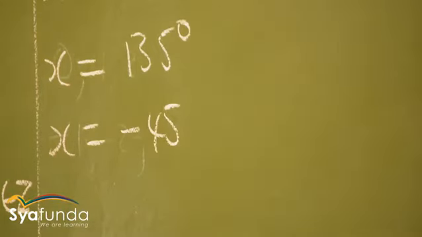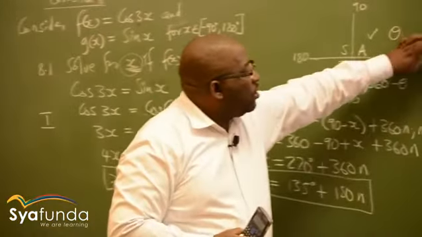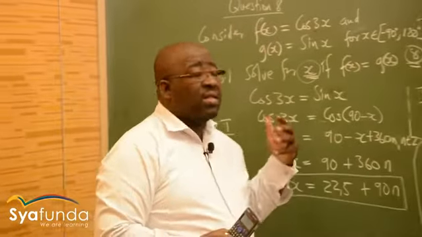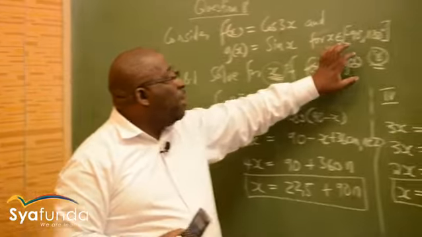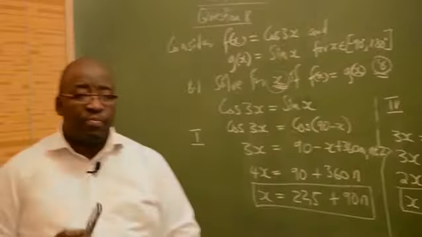How many solutions then do we have? 1, 2, 3, 4, 5. What is this saying to us? It is saying to us that these two graphs will be intersecting in 5 different places.